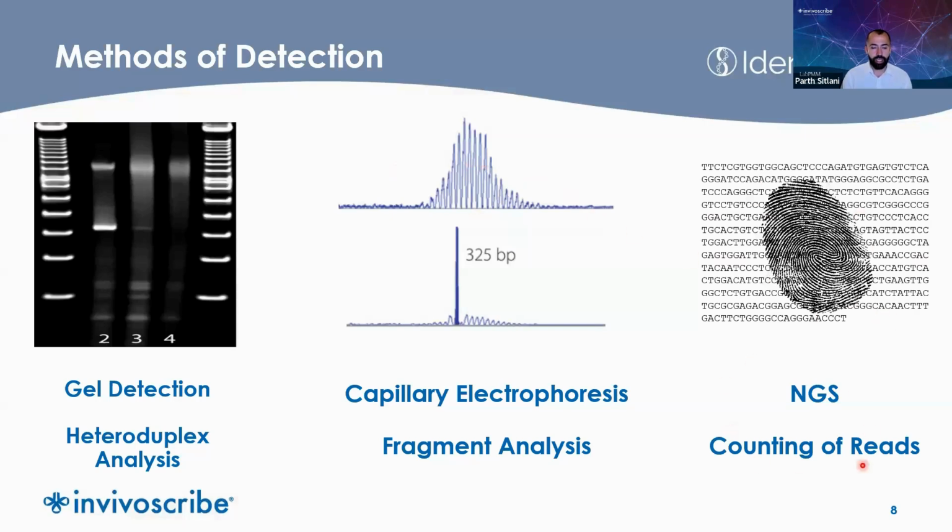Now, with next generation sequencing, we're actually doing a real counting. We count the reads that we identify, but we don't look at a band on a picture. We don't look at peaks on an electrophoresis graph. Instead, what we look at for next generation sequencing is the actual DNA sequence of that VDJ rearrangement.